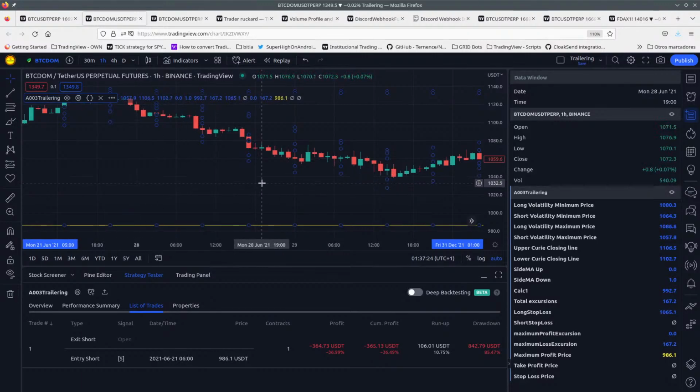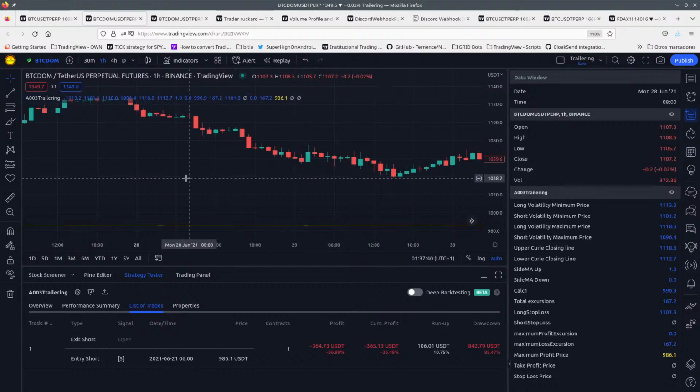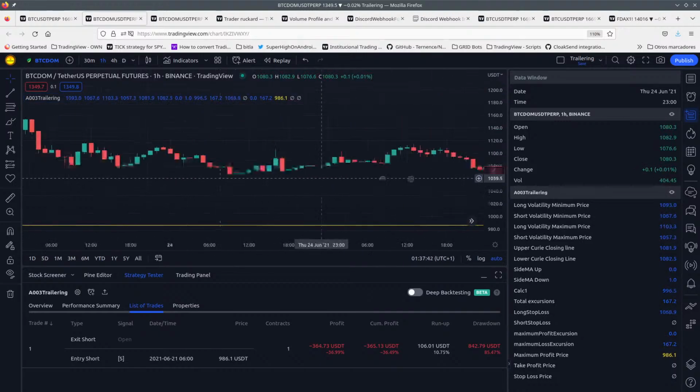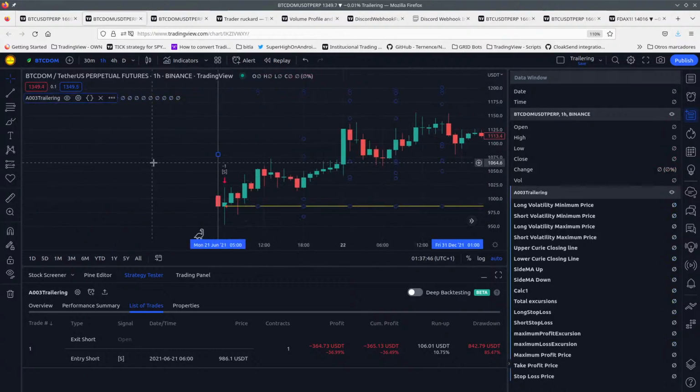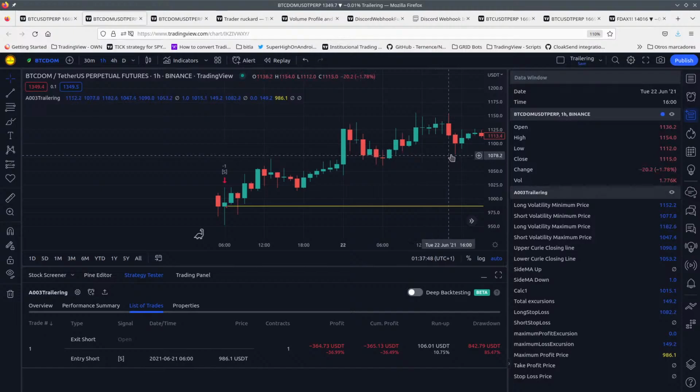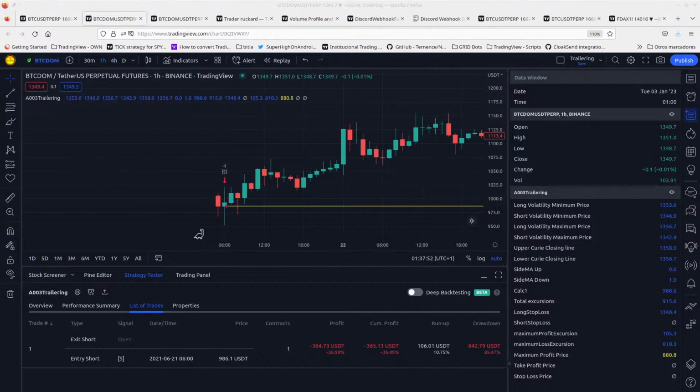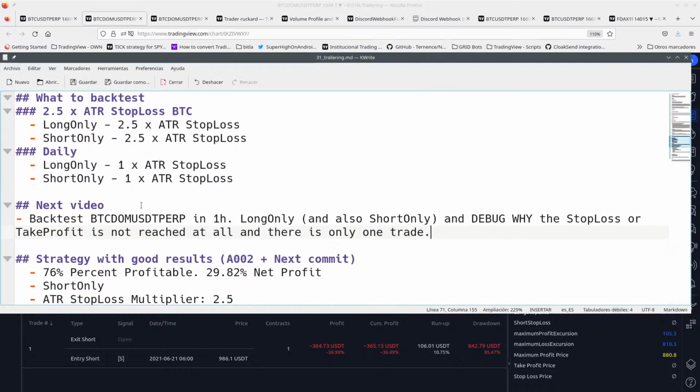So take profit price, look at that, short stop loss is not defined. Why? Because, well, I don't know. Should we have short stop loss? Yes, we should have it. Why it's not defined? I'm not sure. So this is for the next video.